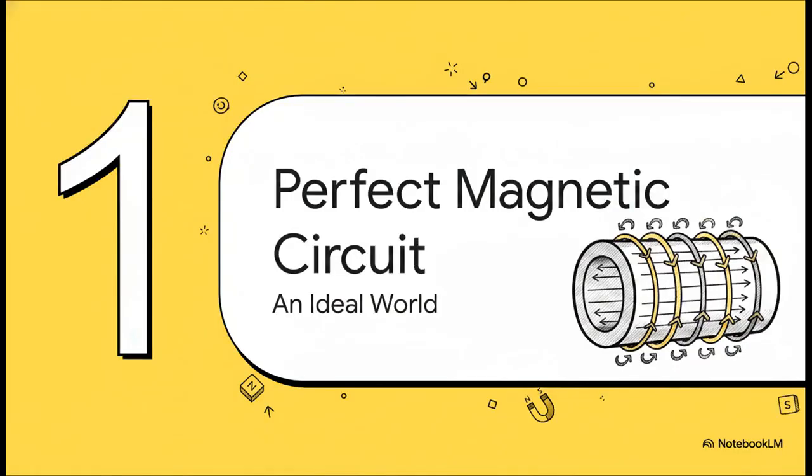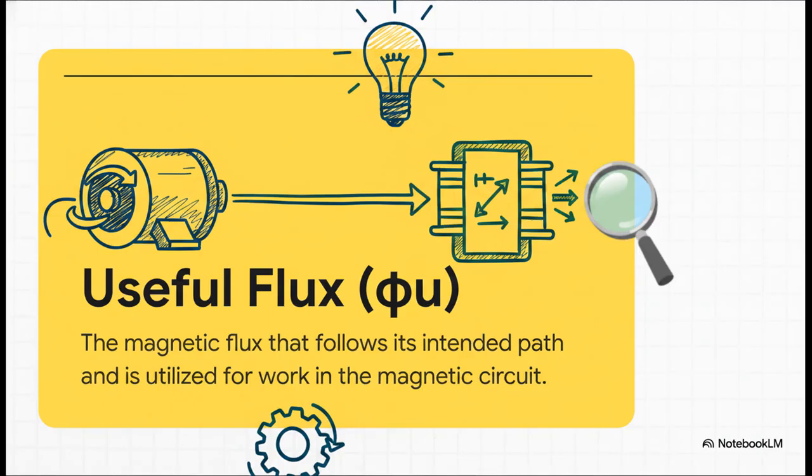All right. First, let's just imagine a perfect universe for a moment. In this ideal world, we have something like a solenoid. We pass a current through it, it generates a magnetic flux, and every single line of that flux stays neatly tucked inside the core, following the exact path we want it to. Now, this perfectly behaved energy is what we call useful flux. You can think of it as the hero of our story. This is the flux that does all the real work, spinning motors, transforming voltages, all the important stuff. It's efficient, it's predictable, and, well, it's almost completely theoretical.